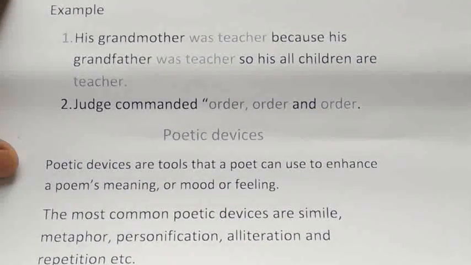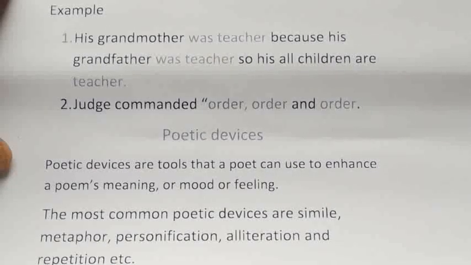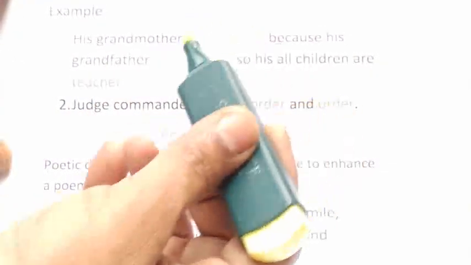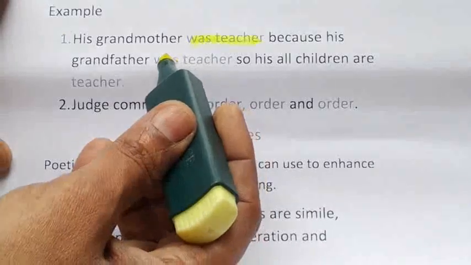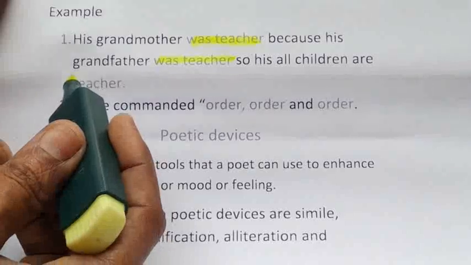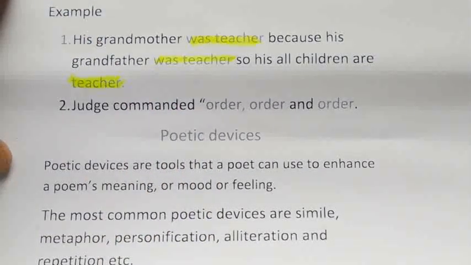Example: his grandmother was a teacher, because his grandfather was a teacher, so all his children are teachers. You can see here that his grandfather was a teacher, and now his children are teachers. Teacher and teacher are repeating again and again in one sentence. That is called a phrase.